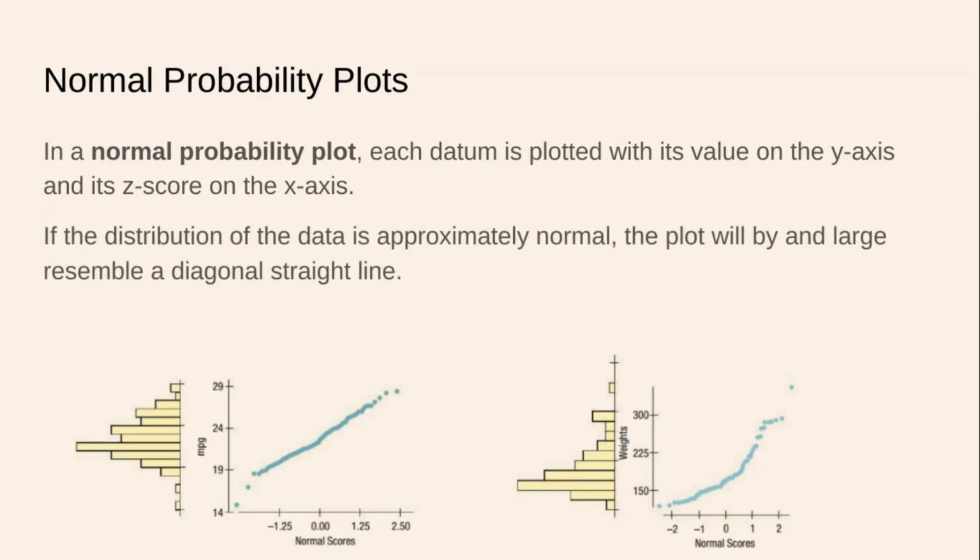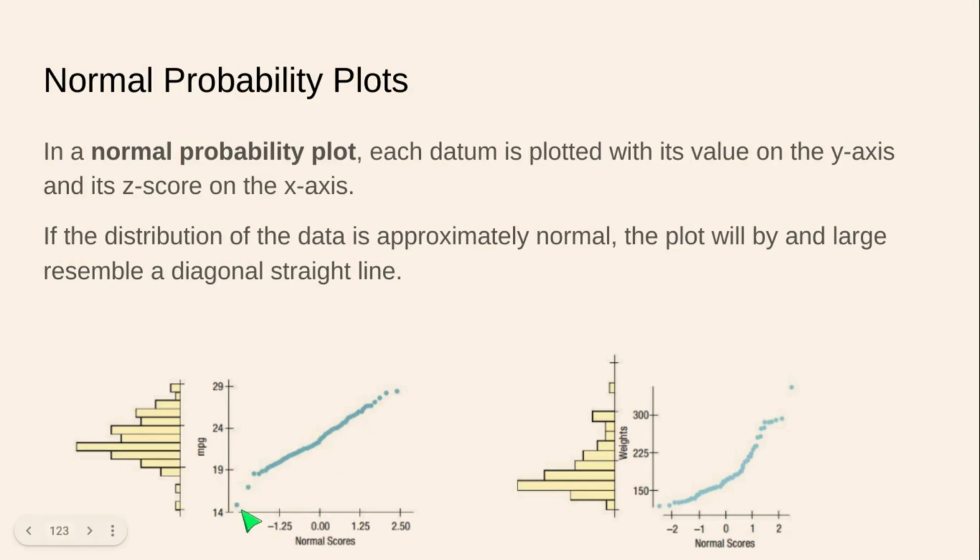If the distribution of the data is approximately normal, the plot will by and large resemble a diagonal straight line. So what we're doing is we're taking data that could be graphed like this. This is very bell curve-ish. And we take each of the data values and we find their normal scores. Okay, so we standardize the data. We would take each data value, subtract the mean, and then divide that by the standard deviation. If we do that, by and large, we get a straight line.